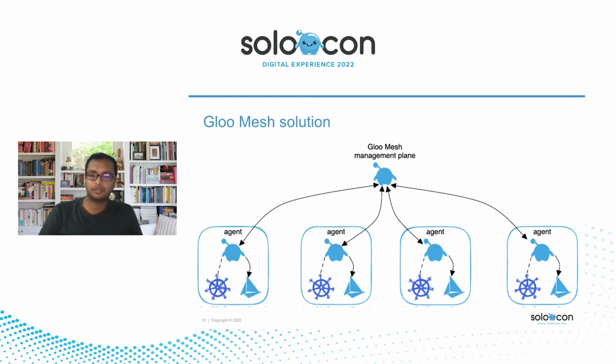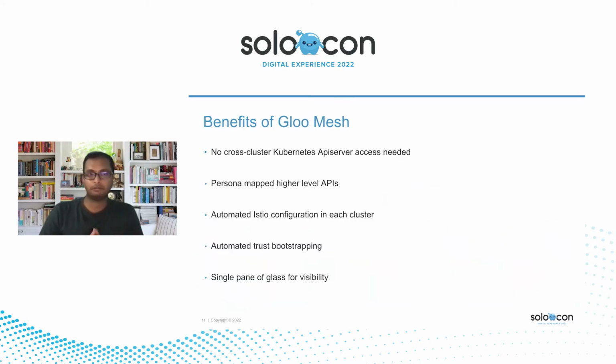Having this architecture fundamentally gives you better flexibility and scalability compared to the architecture where you have to have connectivity across each of the API servers, right? So if you look at this architecture, the main benefit is that we don't have the security issue of cross-cluster Kubernetes API server access, right? We have an agent which is going to do the discovery and send the information out, and the same agent will do the application of the Kubernetes Istio resources on each cluster. So there's a nice security isolation boundary.